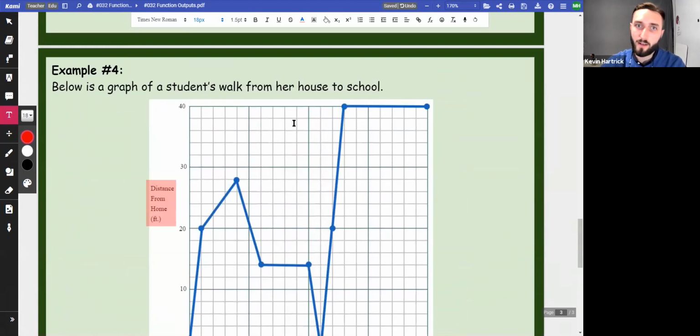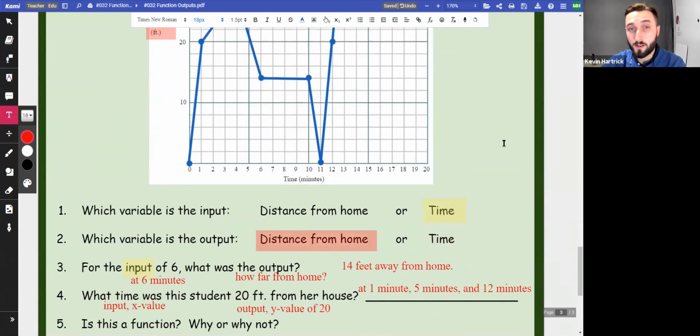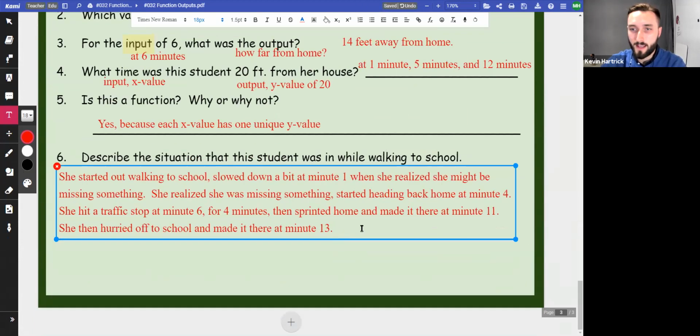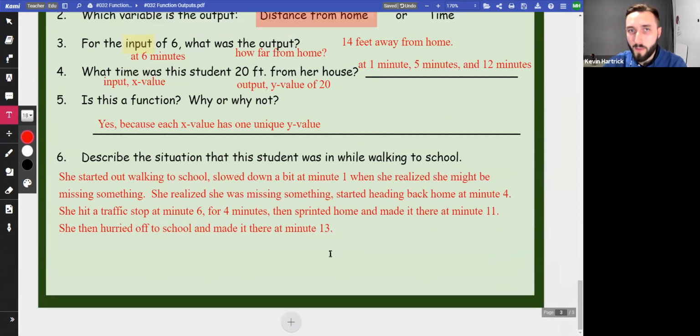So still, I mean, she must be real close to home. 40 feet. She's 40 feet away from school. So her home is pretty close to school. It really doesn't take that long. She got there and back. Then she got halfway there, back home, and then all the way there within a 13 minute span. So she must be right down the street or something.